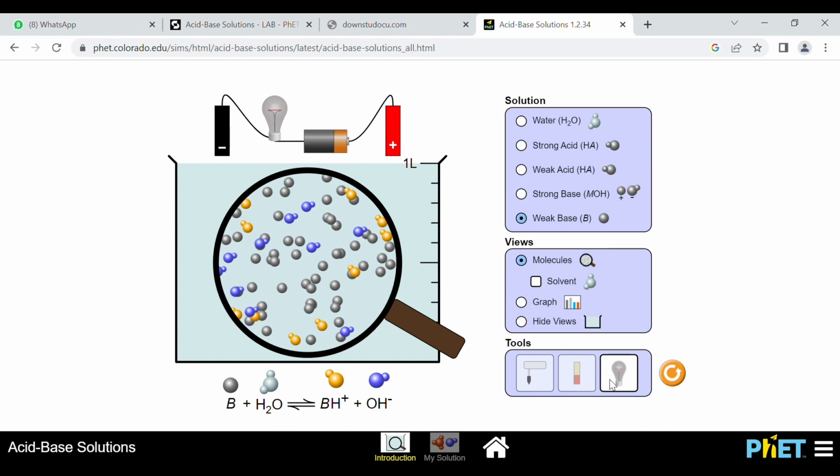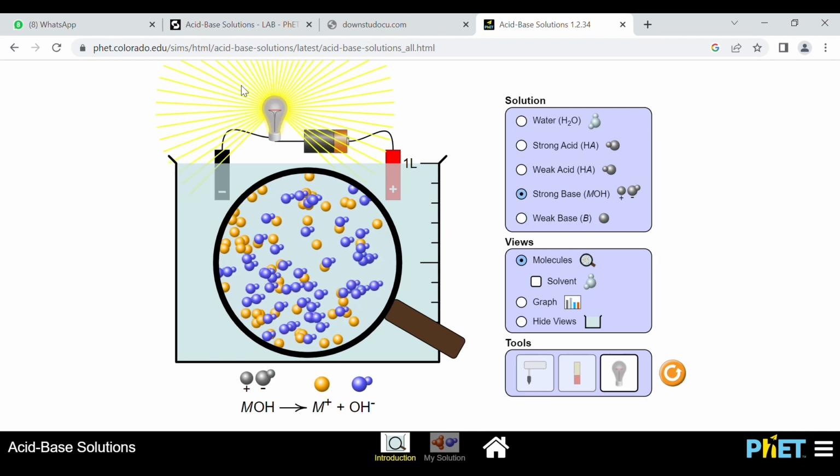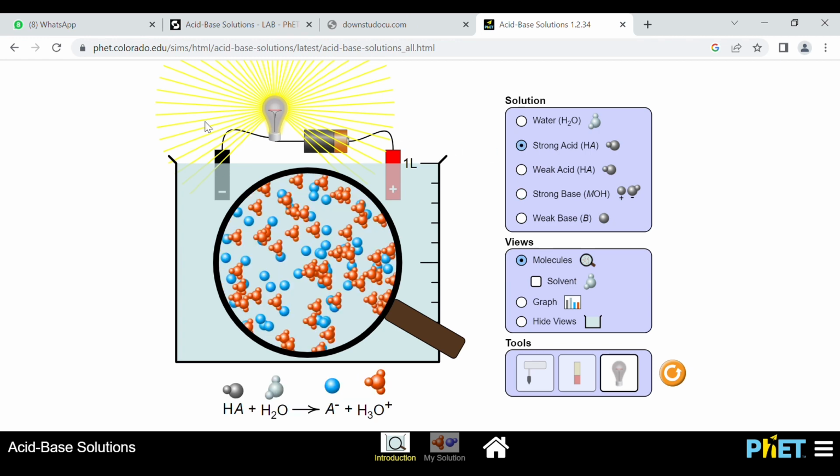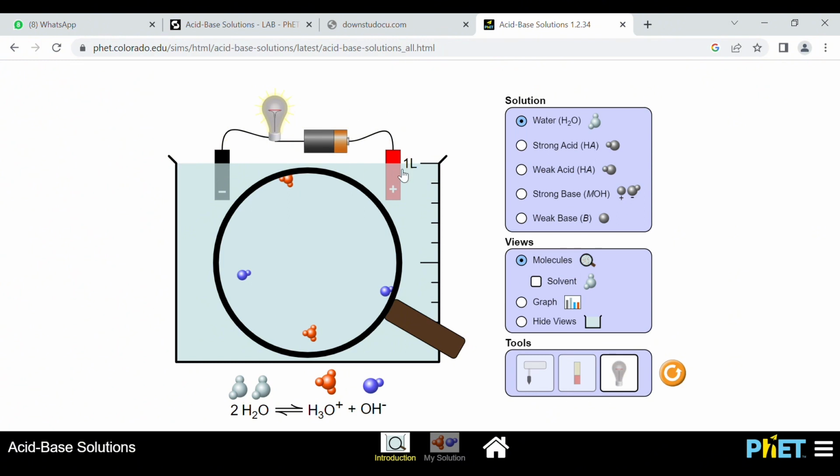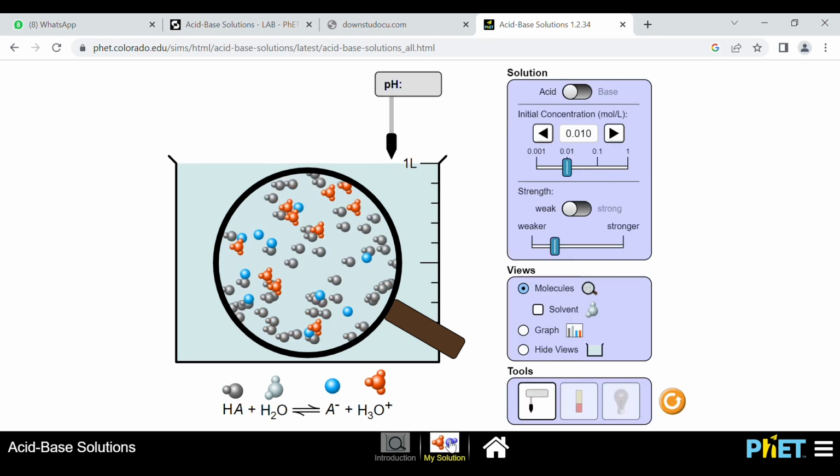Lastly is the pH indicator using bulbs. When it dips down, the battery will make the bulb give off light. So the solution will determine how bright the bulb will be. Let's say we go for the strong base, the light will become brighter. If you choose strong acid, it will also become brighter. But if you choose water, there will be no electric conductivity in the solution of the water. So this is my solution where I'm going to do my experiment.